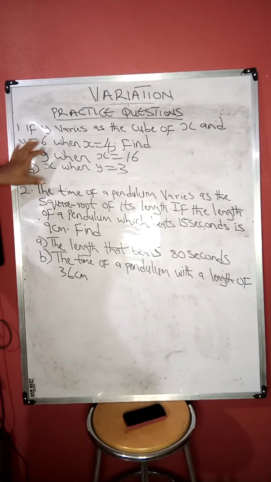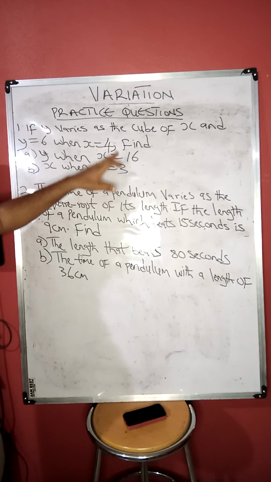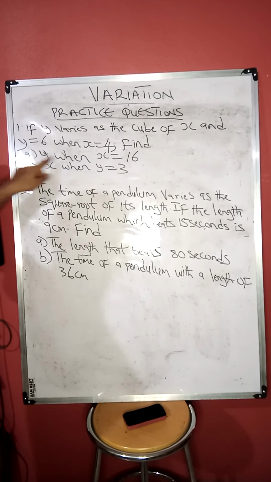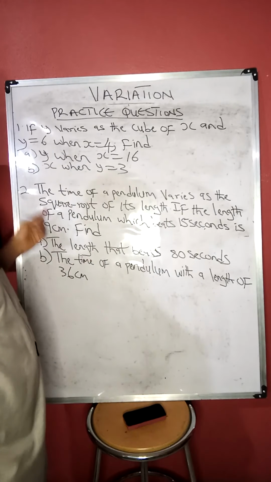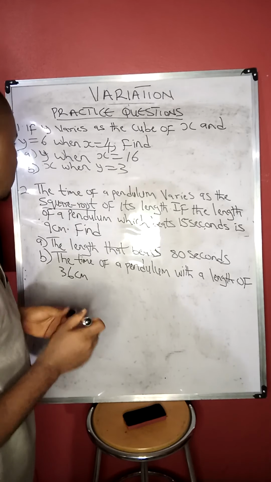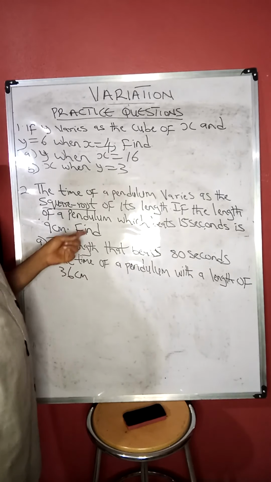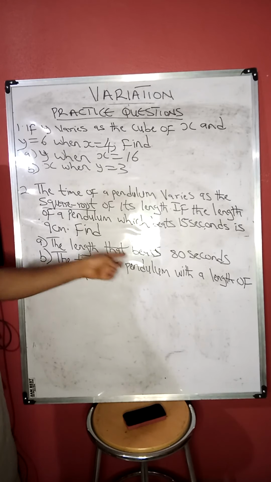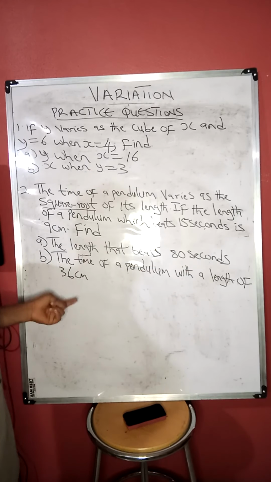The first one says, if y varies as the cube of x and y is equal to 6 when x is 4, find A, y when x is 16, B, x when y is 3. That's the first practice question. The second practice question says, the time of a pendulum varies as the square root of its length. Underline that word, square root, so you don't forget. If the length of a pendulum which beats 15 seconds is 9 cm, find A, the length that beats 80 seconds, B, the time of a pendulum with a length of 36 cm.